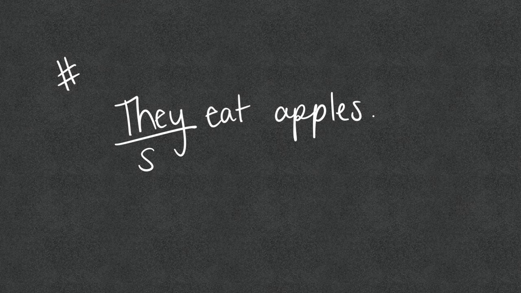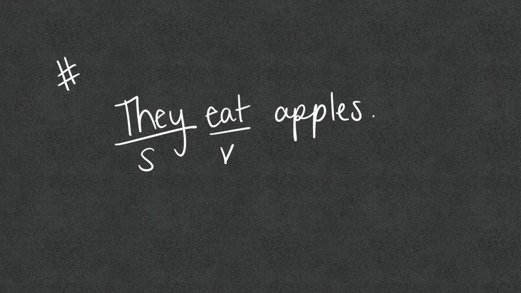They eat apples. In this sentence, the subject is they. This tells us who or what the sentence is about. Now we can figure out the verb. Remember that the verb tells us what the subject is or what the subject is doing. In this sentence, the verb is eat because they eat. This tells us what they are doing.